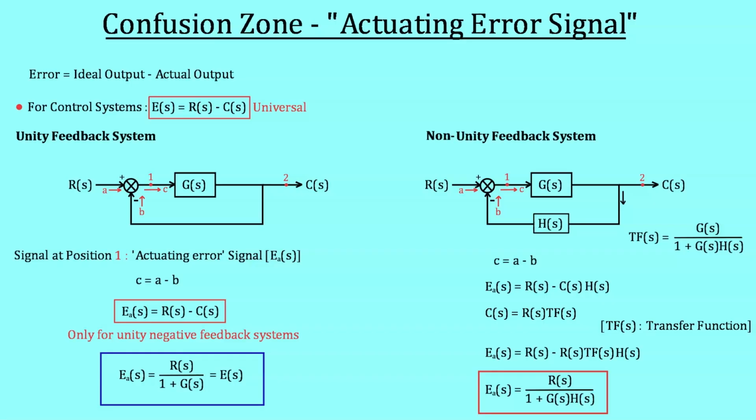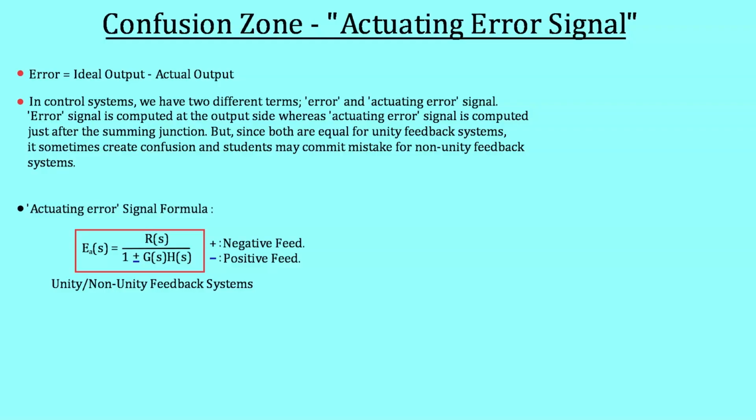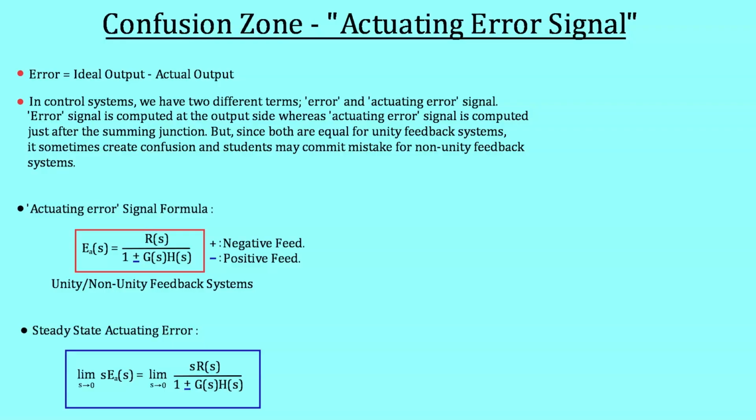Let us sum up and conclude our lecture. The definition of error is ideal output minus actual output, which is a general definition. In control systems, we have two different terms, error and actuating error signal. Error signal is computed at the output side, whereas actuating error signal is computed just after the summing junction. The actuating error formula is actually the same for unity and non-unity feedback systems. However, the formula changes for a positive feedback system. We can also find the steady state actuating error by putting the limit s tends to 0.